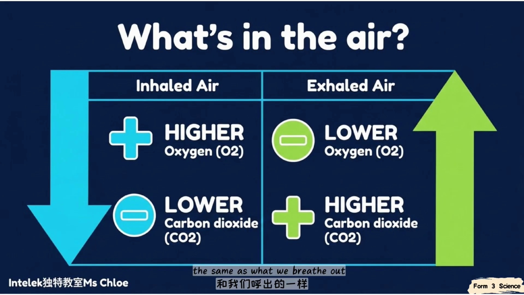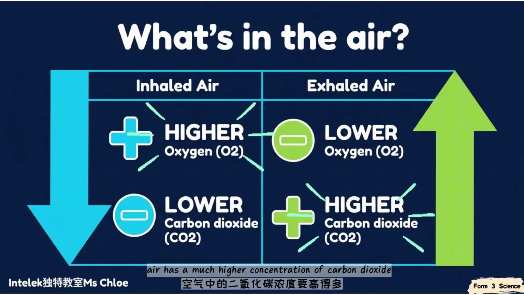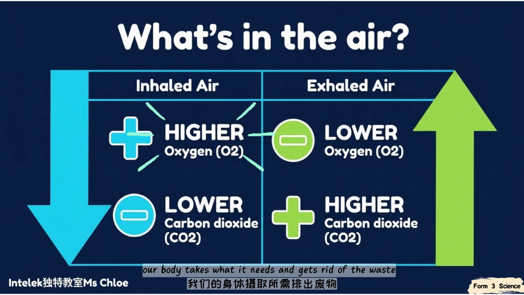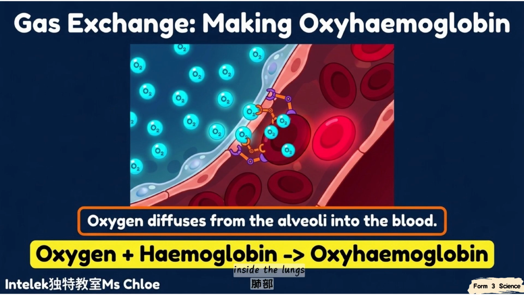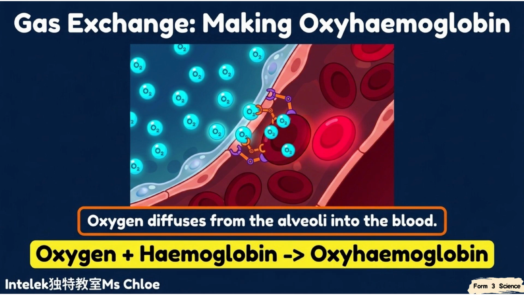Is the air we breathe in the same as what we breathe out? Not quite. Inhaled air has a higher concentration of oxygen, while exhaled air has a much higher concentration of carbon dioxide. Our body takes what it needs and gets rid of the waste. Inside the lungs, oxygen diffuses from the alveoli into your blood. It then hitches a ride by combining with hemoglobin to form oxyhaemoglobin. This makes your red blood cells look bright red.